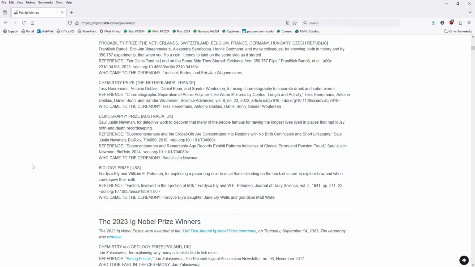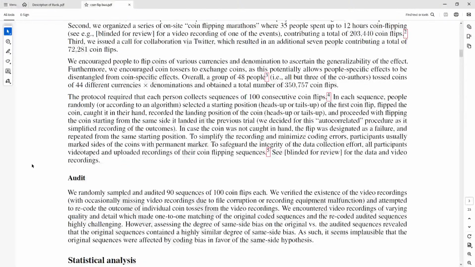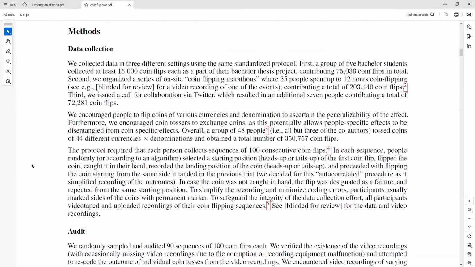350,757 flips. So I looked up the paper, and this is where is it? It references a 2023 paper. So I got the paper, and here's the paper, at least part of it. And what I found funny is, here we go, their data collection. So what they found was that if you have the coin on your thumb with heads up and you flip, it is more likely to land with heads up when it lands, interestingly. So now how much more likely? Not much more likely. I'll show you the results in a sec.